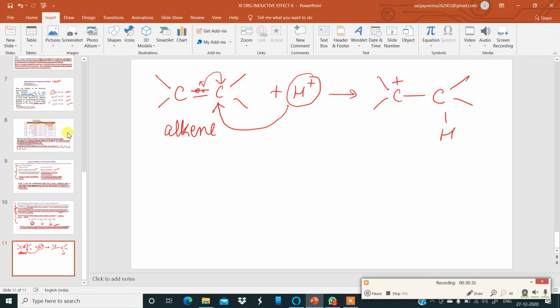So look at this very carefully. If the attacking species is a positively charged species, then whichever carbon it goes to, the electron displacement is happening. The electrons are falling over here to be used to form a bond with this. So this effect is called the plus electromeric effect.